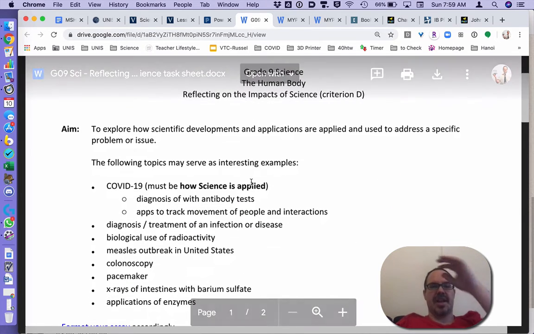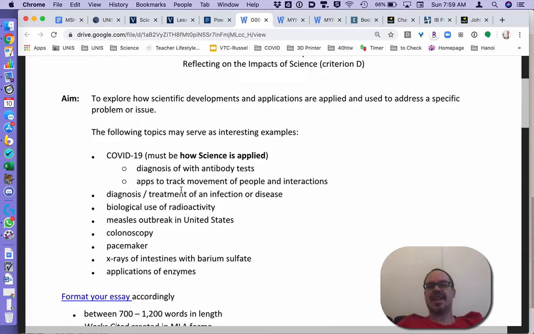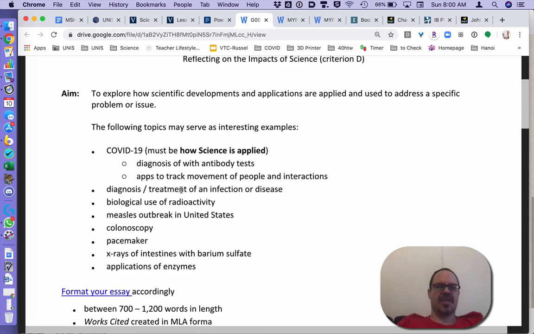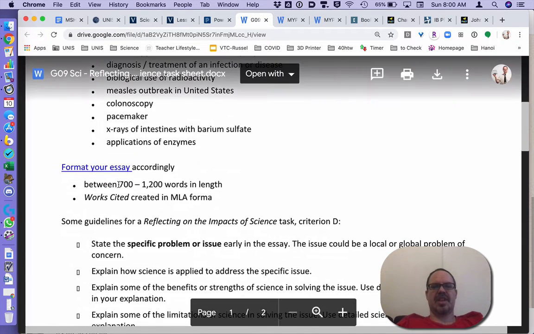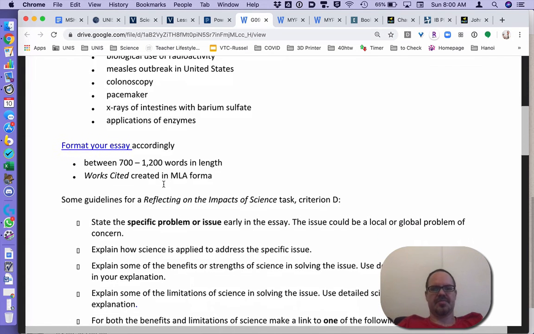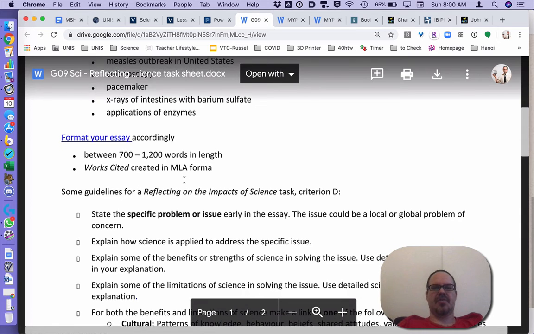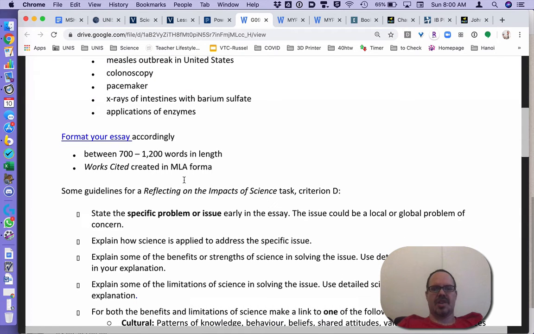How science is applied. I've given you some examples here. These are not restrictions, these are just ideas. If you want to look at cancer or a particular brain disease, or whatever, it's very open. So that's pretty cool. Here is the length: between 700 and 1,200 words. You cannot go over. Works cited in MLA format. You're going to use neutral tools to help you with that.